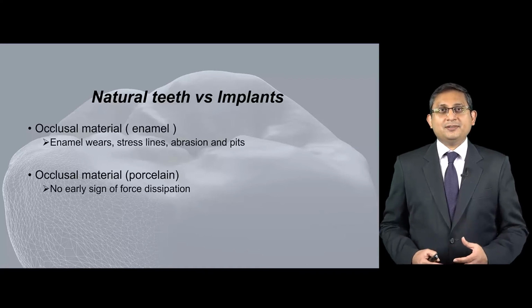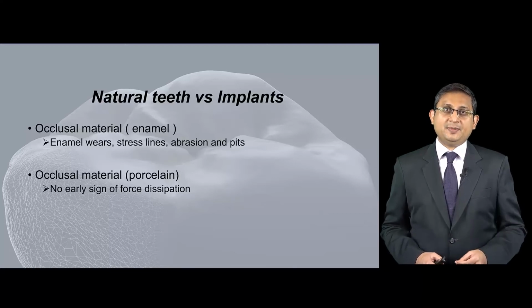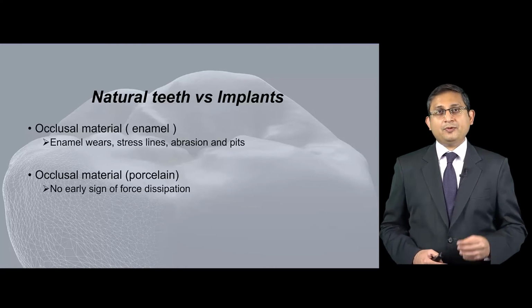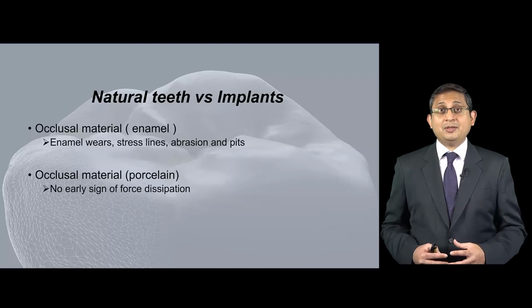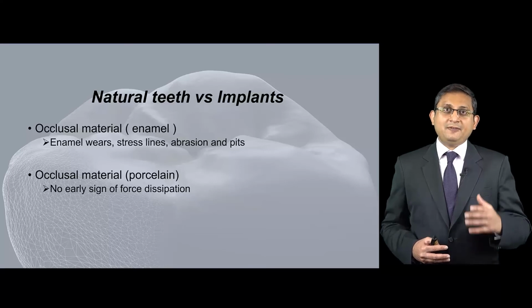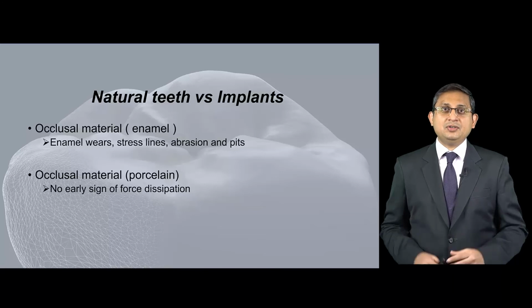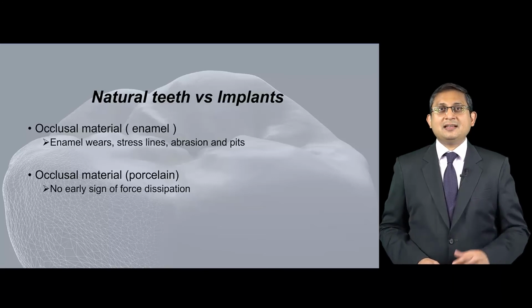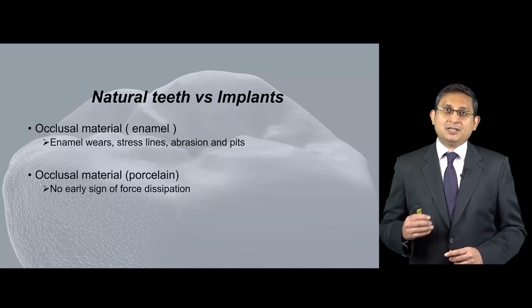So I hope this short presentation has helped you in understanding the differences between natural teeth and implants, and why it is very important for us to treat an implant carefully, and to consider the load we put on implants and the consequences of that. Because if we put a similar overload on teeth and implants, you will see two different consequences. Teeth are much better at tolerating the load, whereas an implant is much less likely to tolerate that load easily in the long run.